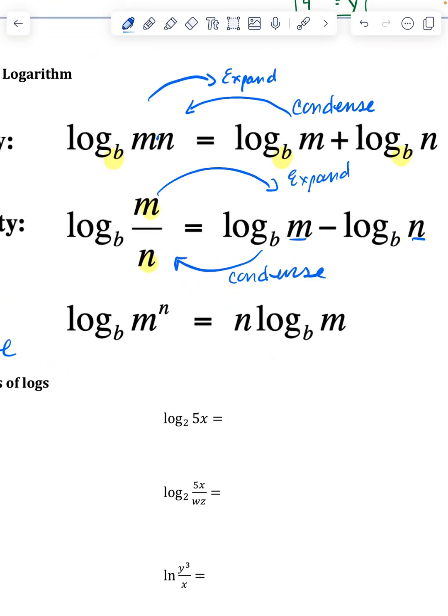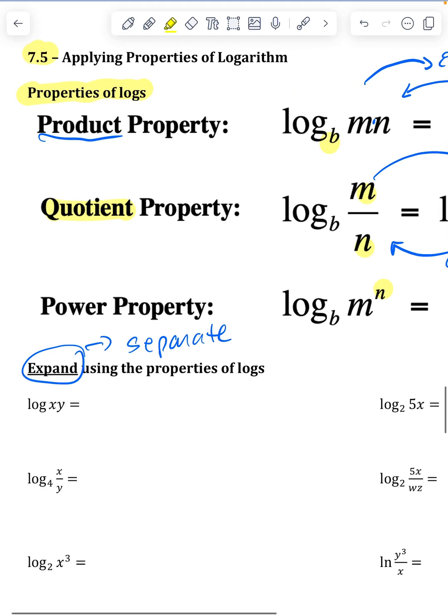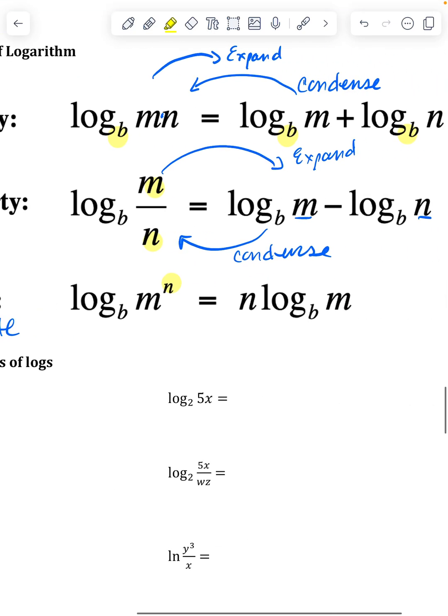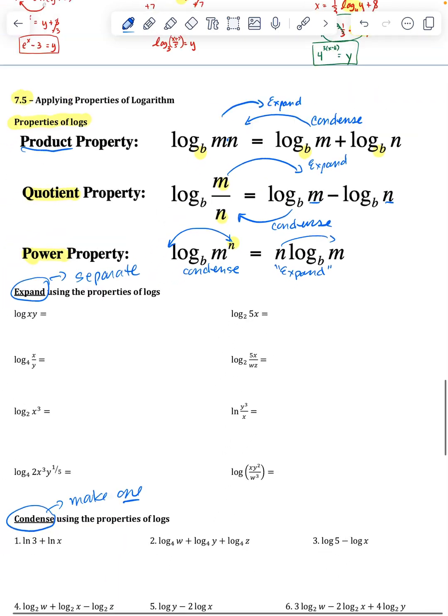This last one isn't really separating as much as it's relocating this power. And so this is our power property. It's saying if you have a log of something to a power, the other place that can go is down in front. And when it is down in front, this is considered what you would have when you have done expanding. And then if you're trying to pack it all up and condense it, you move it back up into the power and it ends up at the top again. So let's use those three to do our expanding and condensing.